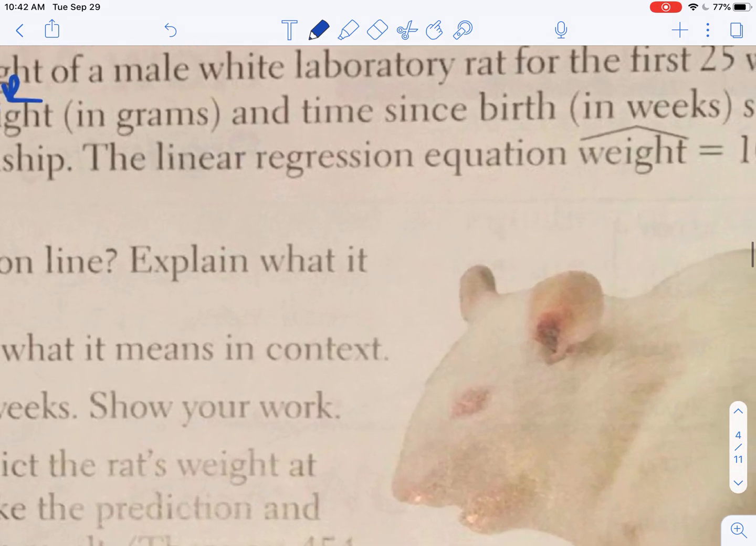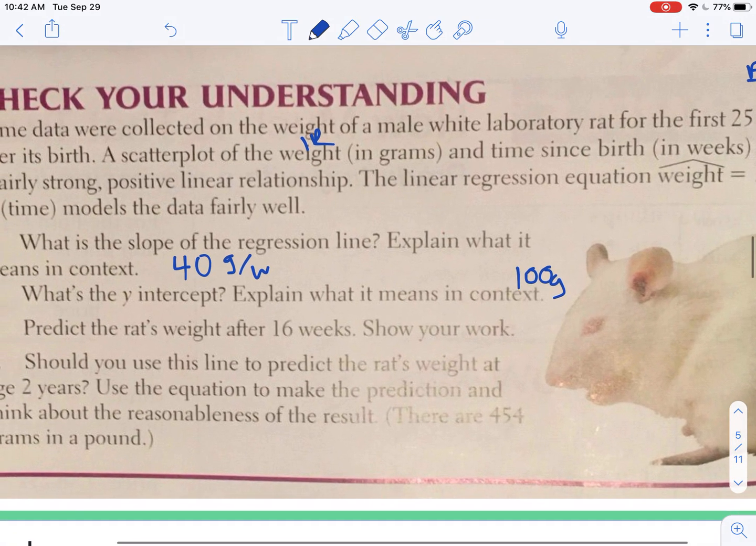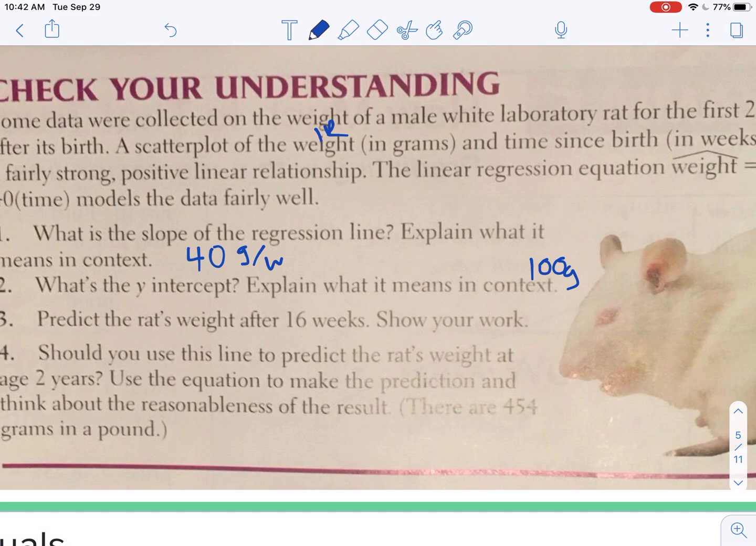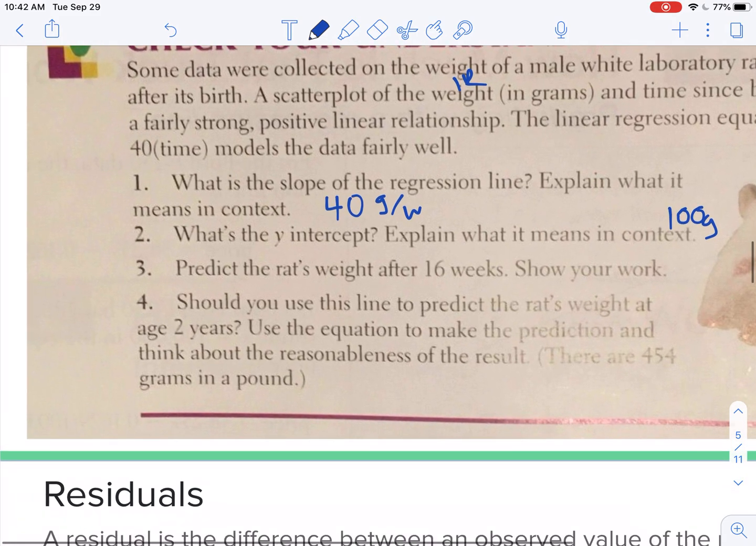What's the y-intercept? The y-intercept is 100 grams, and that 100 grams is its weight at birth. So when it's 0 weeks old, the day it was born, it's at 100 grams. Predict the rat's weight after 16 weeks.